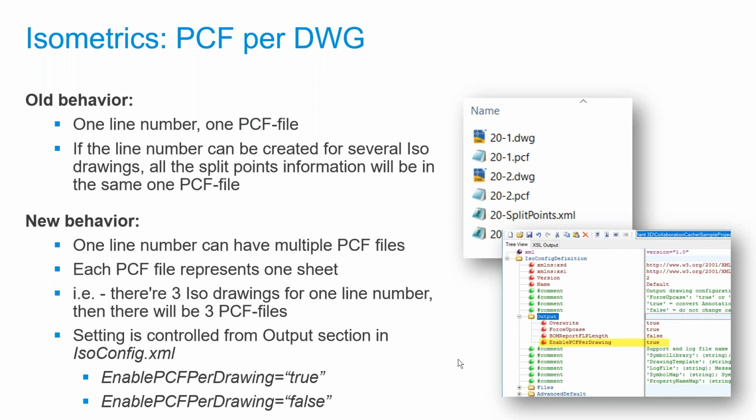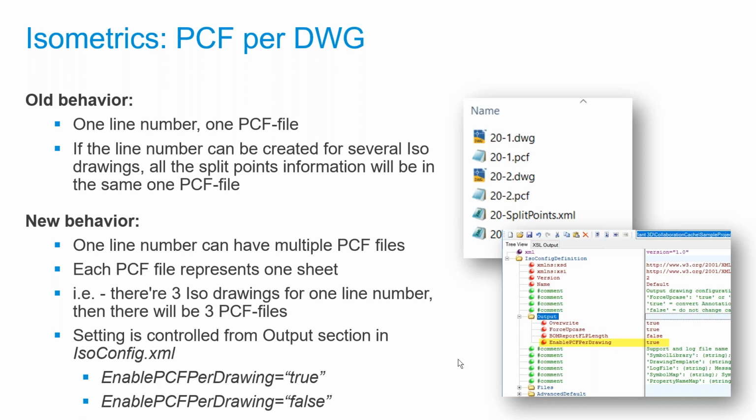And then Joel, I think you did a good job explaining this to me the other day. Maybe you can tell everyone kind of what this is generally used for. Sure. Yeah. Just before I start, the PCF, you'll still get the line number PCF in the PCFs folder, but you'll also get individual PCFs for each sheet in the drawings folder. So you can see that screenshot there on the screen, as well as the split points XML.